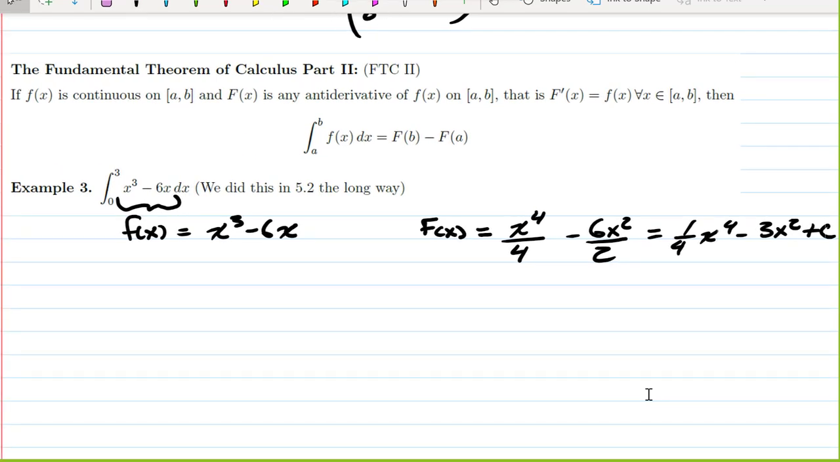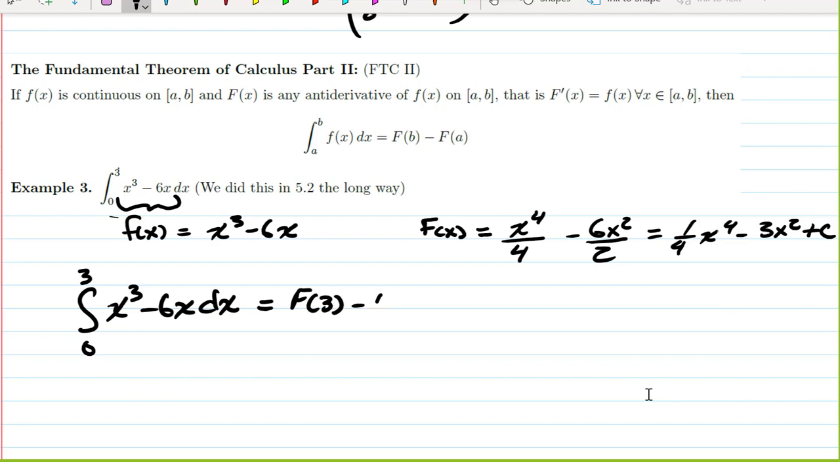So that's our antiderivative. The fundamental theorem of calculus part 2 says that this integral, the integral from 0 to 3 of x cubed minus 6x dx, is equal to our antiderivative evaluated at the upper limit minus the lower limit. So it is F of 3 minus F of 0.